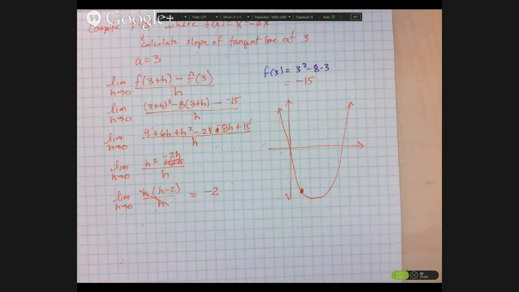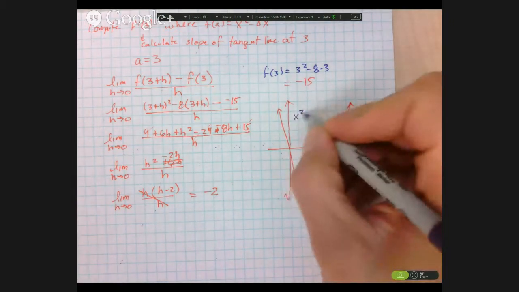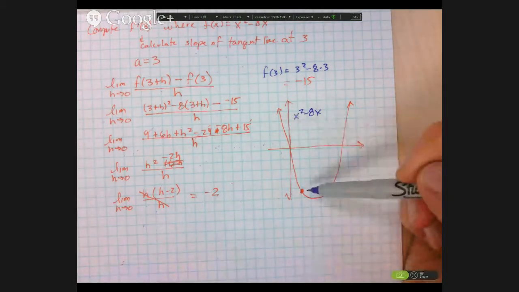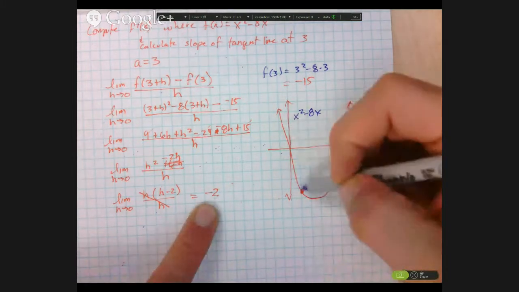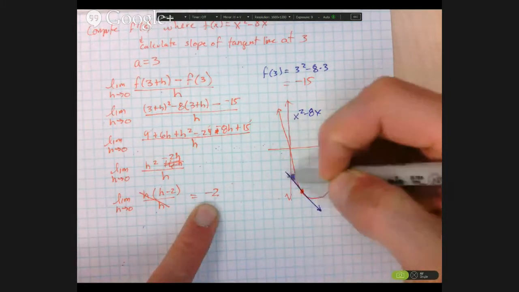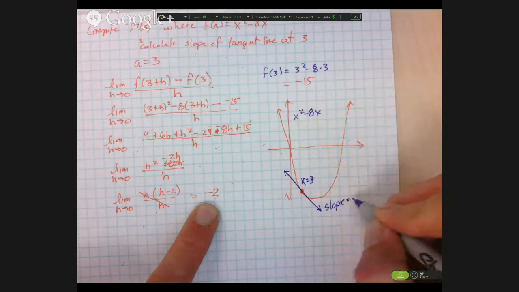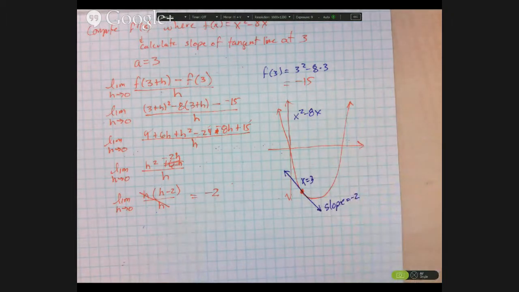Okay, here's what we have. I've drawn the graph of x squared minus 8x, and I put a dot at x equals 3. So this answer means the slope of a tangent line at 3 is -2. Okay? Because a is 3.